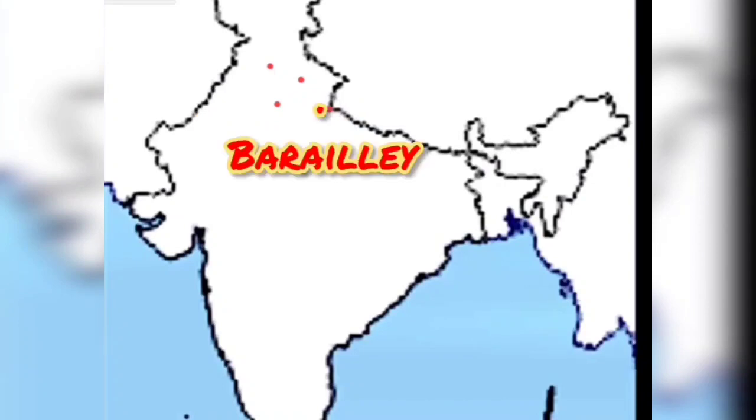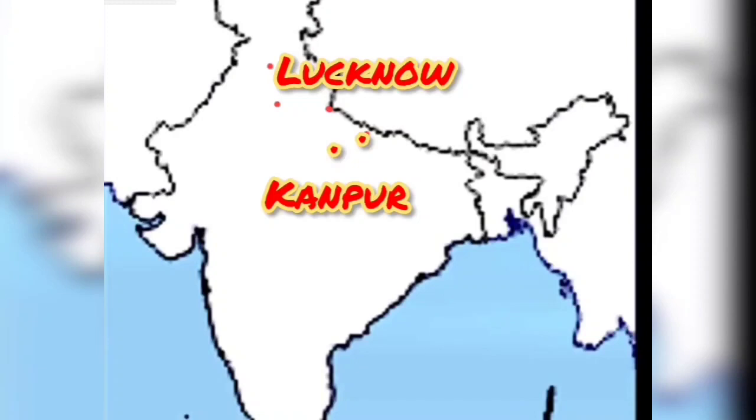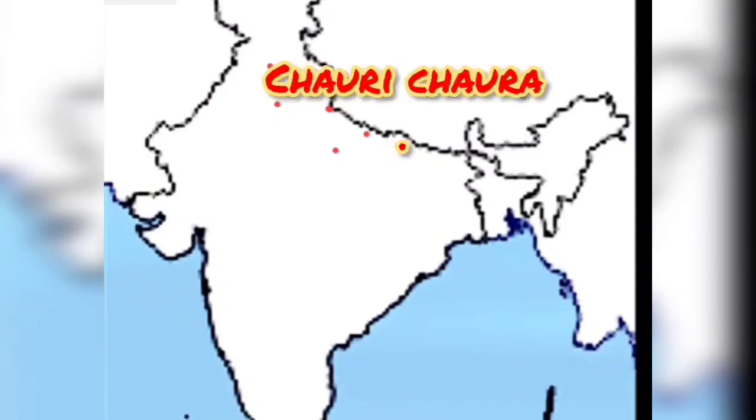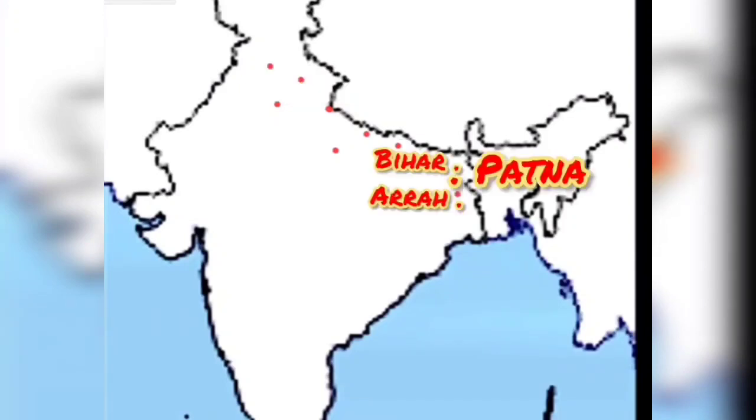Bareilly. This is Lucknow. This is Kanpur. Then, where a temple gopuram is there, that is Chauri Chaura. Then this is Bihar. This is Patna. This is Ara. This is Parakpur.